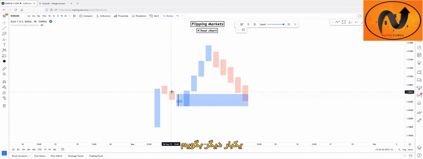So once more, your right demand or supply zone will always be the less recent candle before the inefficient push. This is the number one rule.